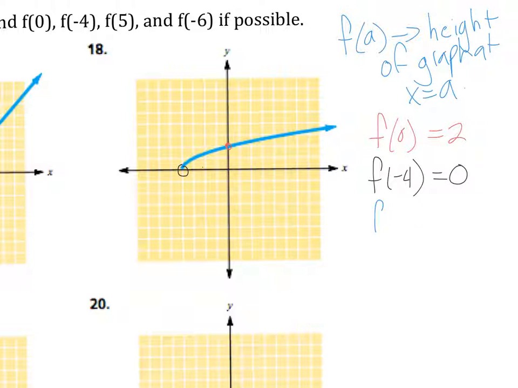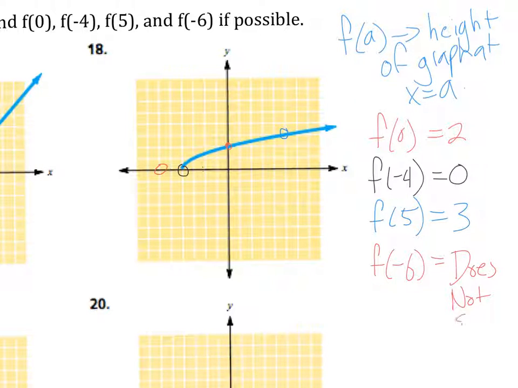If I were to then try to find f of 5, that's 1, 2, 3, 4, 5. That looks to me like that's a height of 3. And finally, for this one, we're going to find f of -6. And I go 1, 2, 3, 4, 5, 6. Uh-oh. There's no function at f of -6. Therefore, f of -6 does not exist. When you guys take calculus, you're going to abbreviate this to DNE. Does not exist.